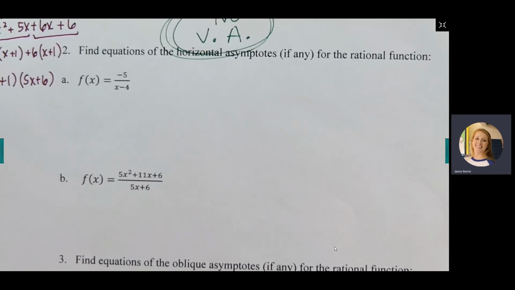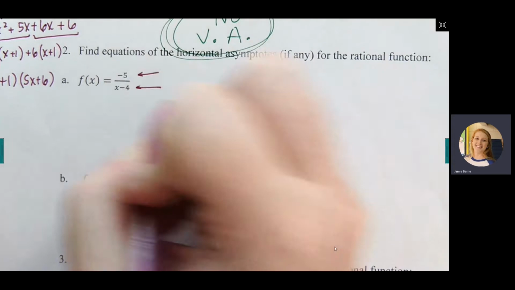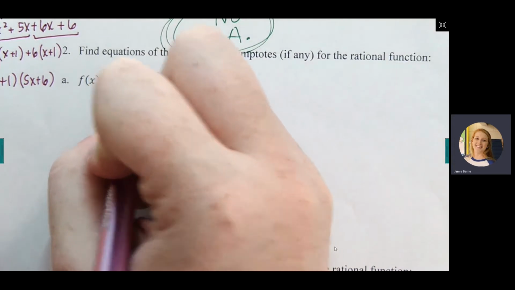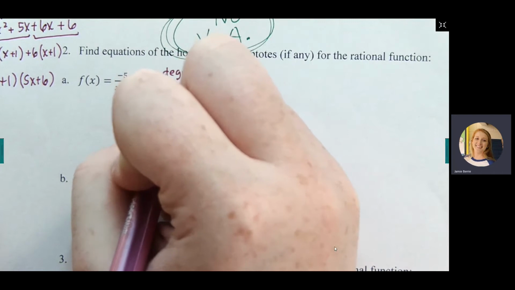Here's number 2. Find equations of the horizontal asymptotes, if any, for the rational function. All right, so first thing you need to do, this whole rule for horizontal asymptotes is all about the degree of the numerator and the degree of the denominator. So let's look at our function, and let's figure out what the degree is.